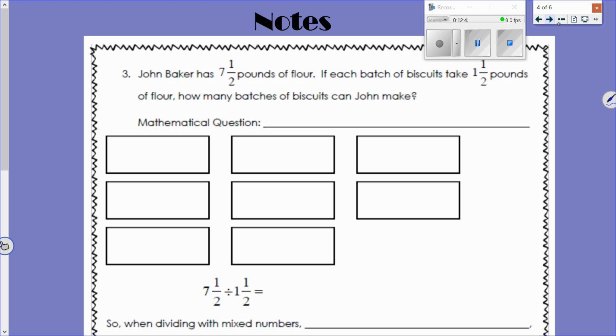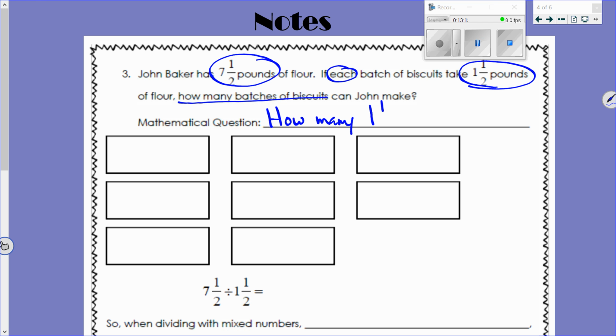Page 2. Now, John Baker has 7.5 pounds of flour. If each batch of biscuits takes 1 1/2 pounds of flour, how many batches of biscuits can John make? So, again, let's start with our mathematical question. What is it that I'm really asking on this, Lydia? Good. Well said. So how many 1 1/2 are in 7 1/2?